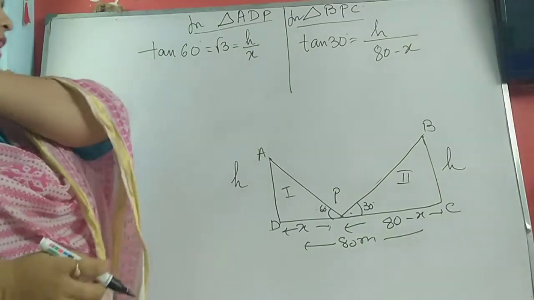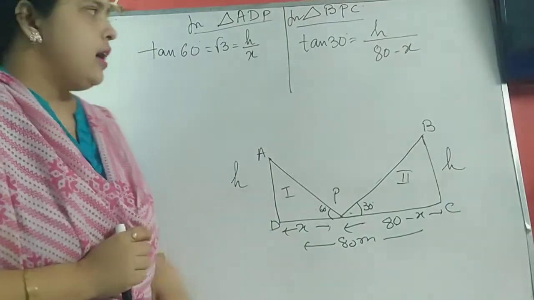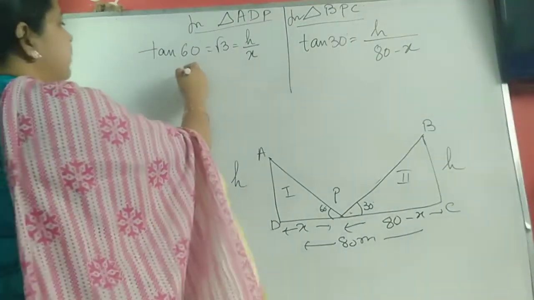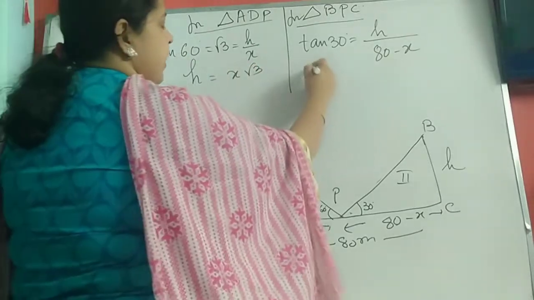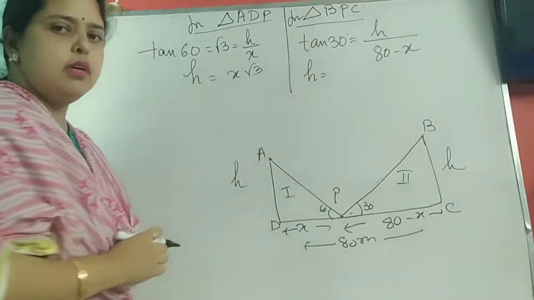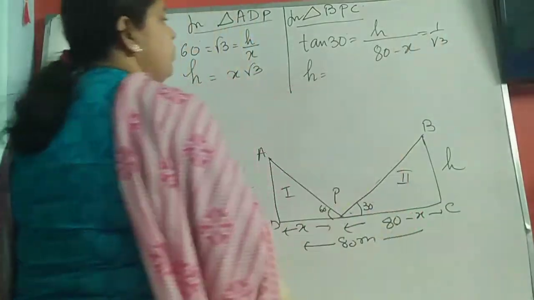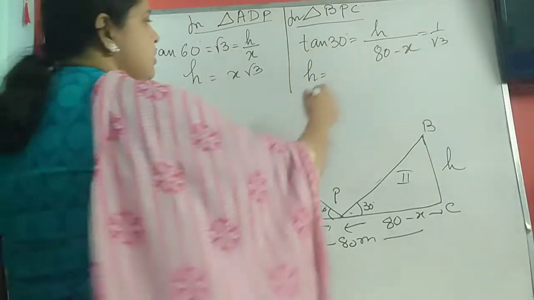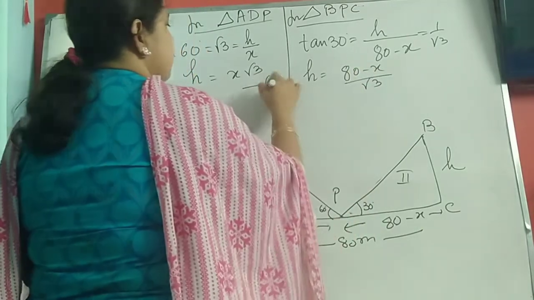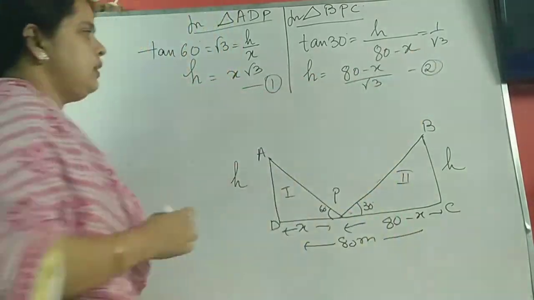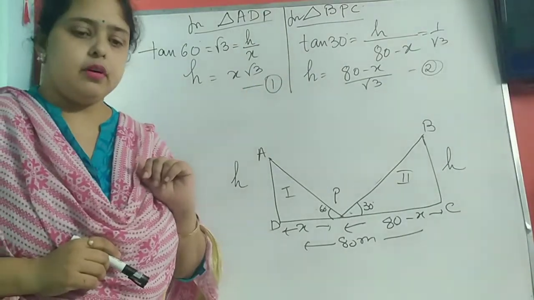Fine. Now what I want to do: there are two variables, h and x. I will find the value of h in terms of x, and I will find the value of h in terms of x again. What is tan 30? Yes, that is 1 by √3. So now students, this is (80 minus x) by √3. This is number 1, this is number 2. See, the poles' heights are the same, so that's why I have this type of equation.